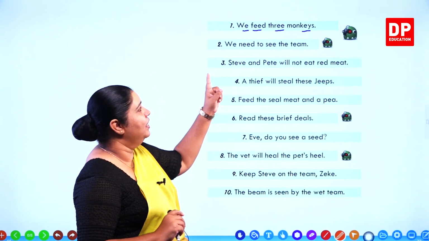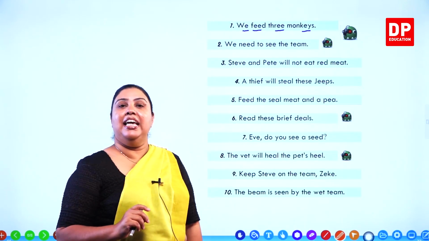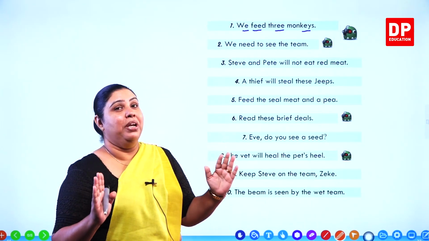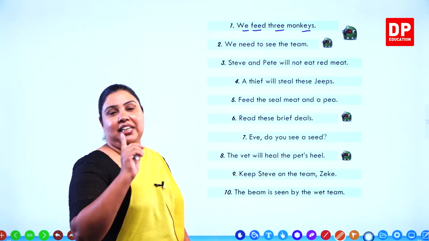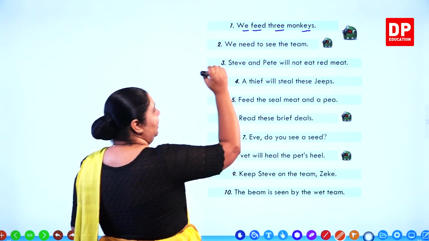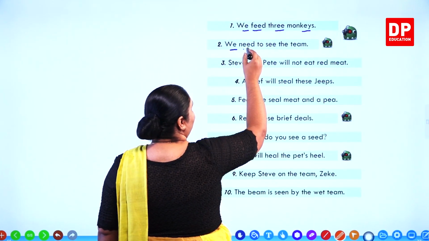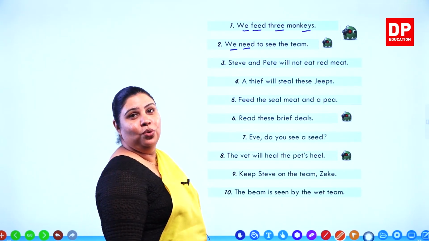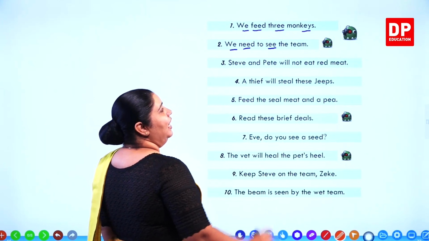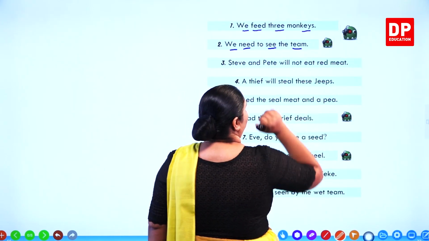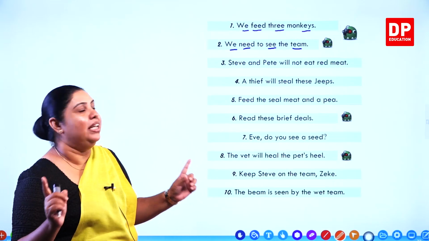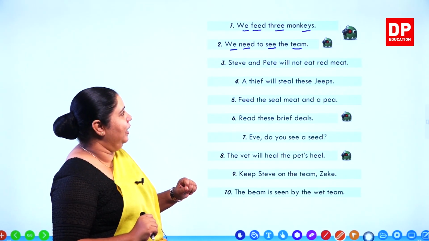We need to see the team. We need to see the team. There are so many E, the long E words in our second sentence as well. We will read them and underline. We need to see. We need to see the team. Team. T-E-A-M. E-A gives us the long E sound. Then we have number 3.